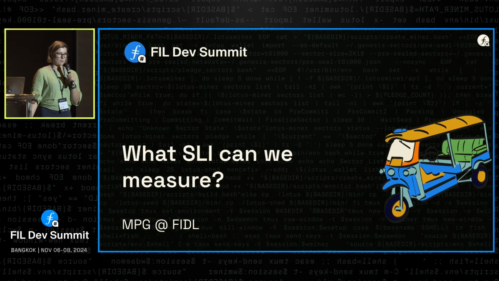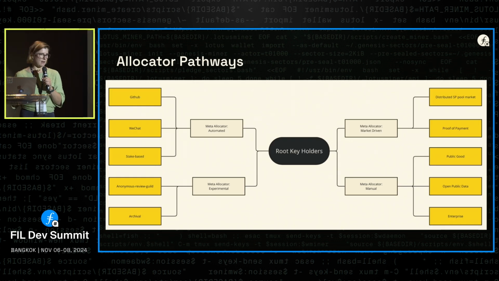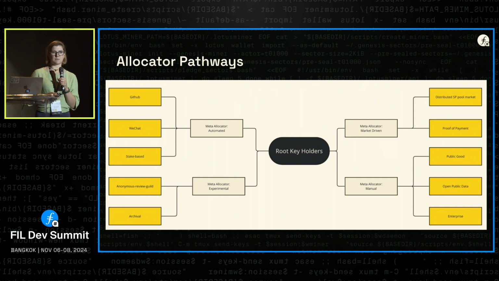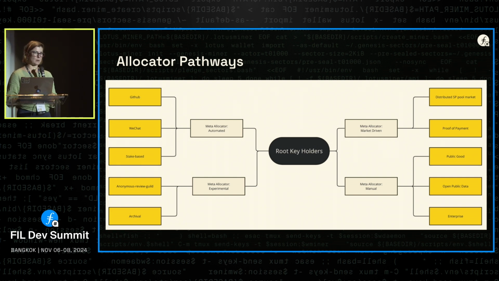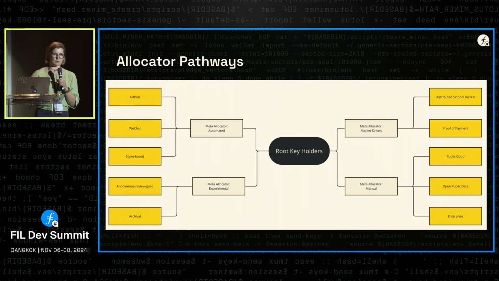What SLIs can we measure, and how do we manage data cap flow based on those SLIs? In Istanbul last year, we introduced this new concept of allocator pathways, where instead of having notaries in two systems, the notary network and eFIL Plus, we allow everyone to submit their ideas of how they think data cap should be distributed, and what rules they would like to distribute it by. The governance team will then delegate the obligation of distributing the data cap to those, as we call them, allocators.